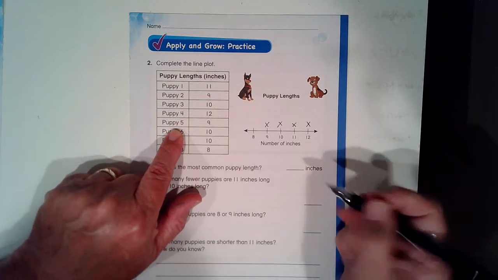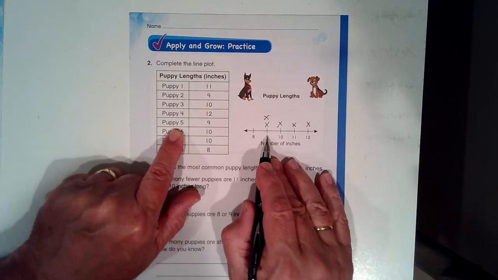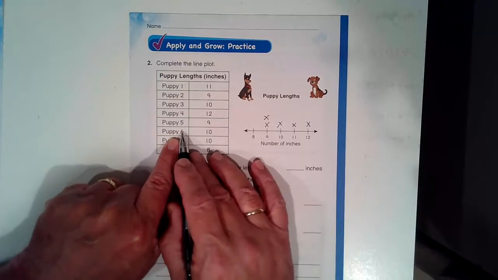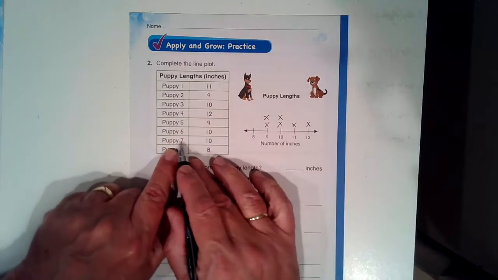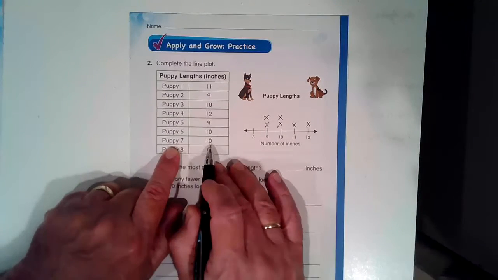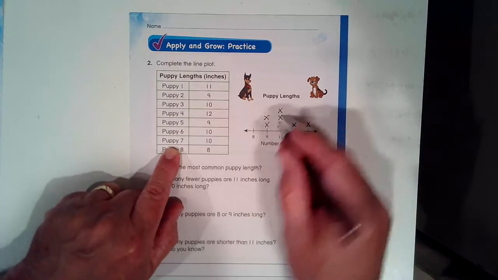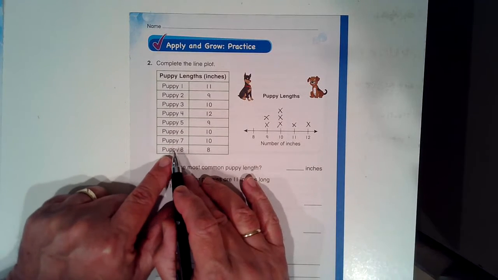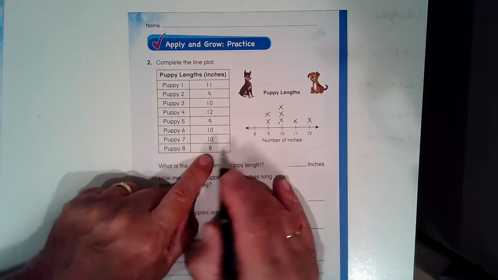Puppy number 5, 9. So I come back over here. Puppy number 6, 10. Puppy number 7, how long was that one? 10. I put it on top of the 10. And the last one, puppy number 8. How long was that puppy? 8 inches long.